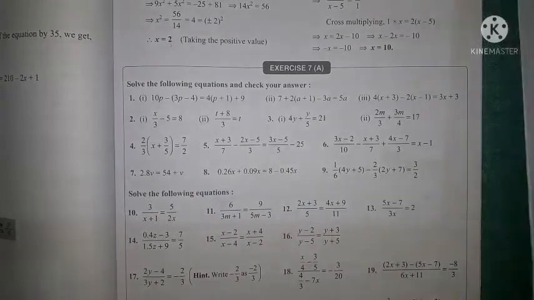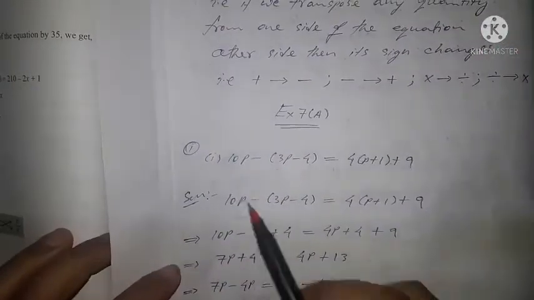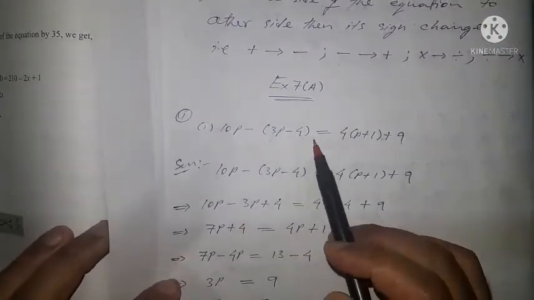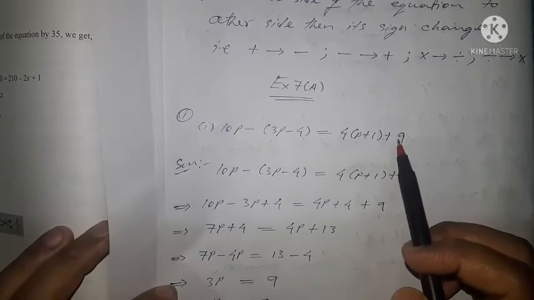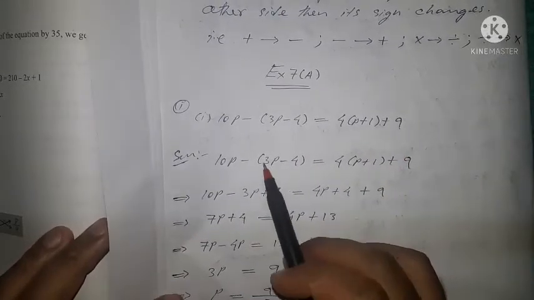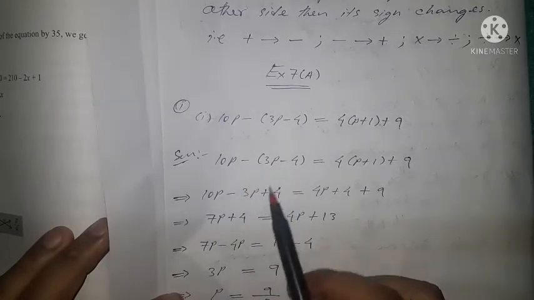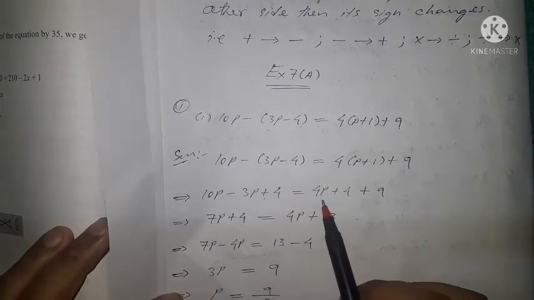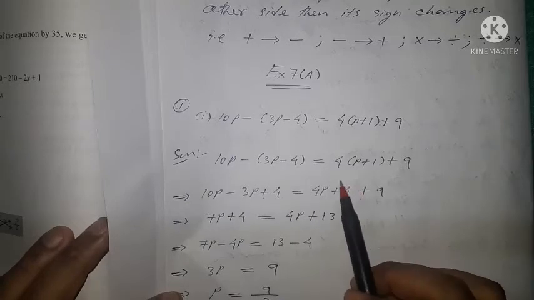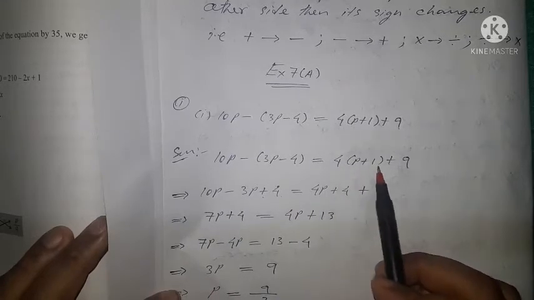So question number 1, part 1: it is given 10p minus thrice p minus 4 equals 4 into p plus 1 plus 9. So this bracket we can remove. When we remove the bracket sign, it becomes 10p minus thrice p, minus minus becomes plus, plus 4, equals 4p plus 4 plus 9.